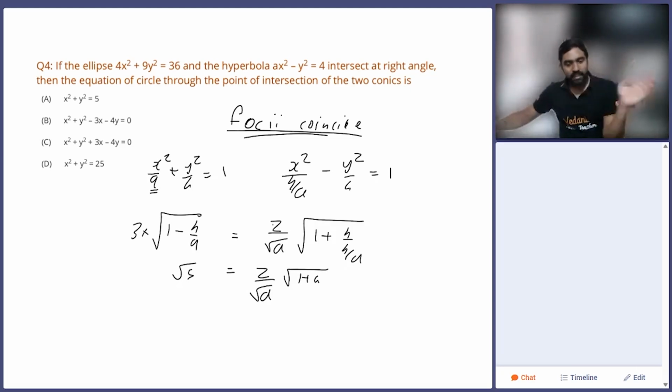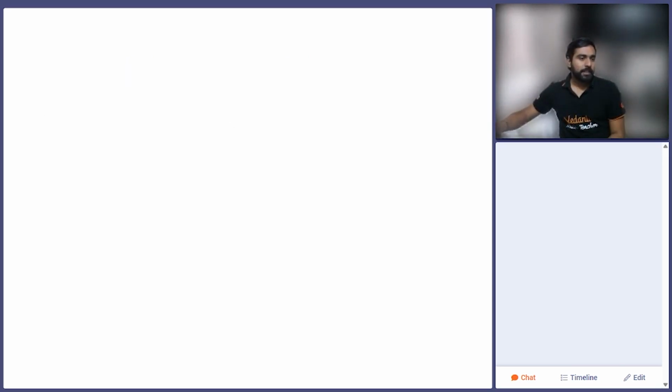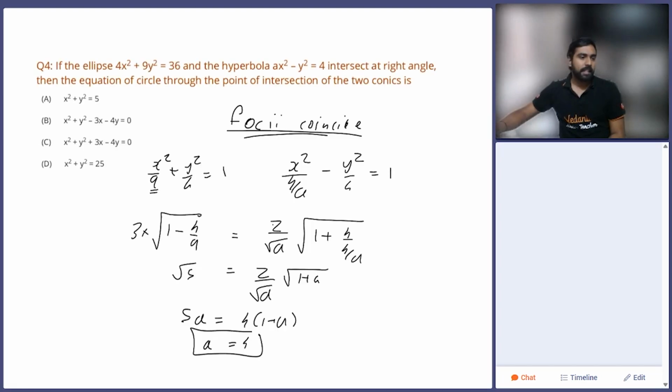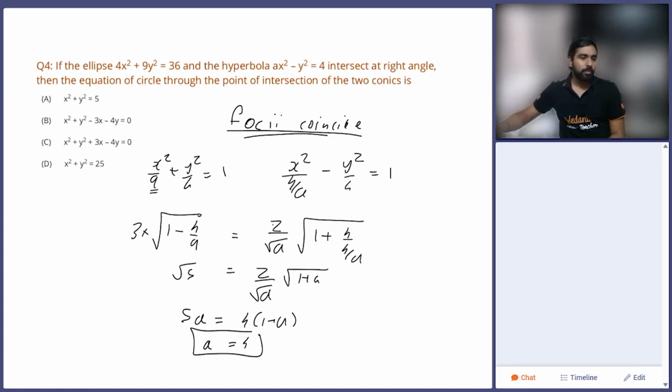Send the root a over to the left side, take a square on both sides, you get 5a equal to 4 into 1 plus a. This gives you 4 equal to 4a, 5a minus 4a. The value of a comes out as 4 over here. I've gotten the value of a as 4. So what is my ellipse? My ellipse is 4x square plus 9y square equals to 36. And what is my hyperbola? Hyperbola is 4x square minus y square equals to 4 over here, right?